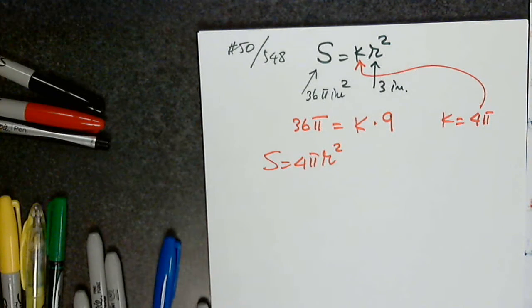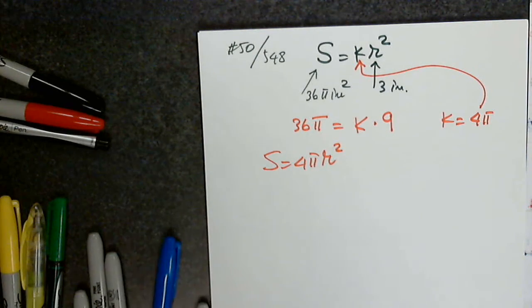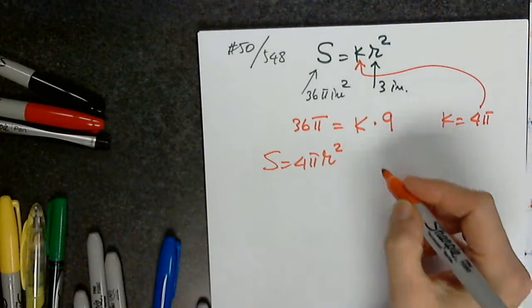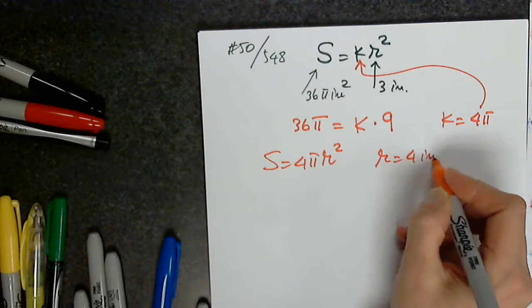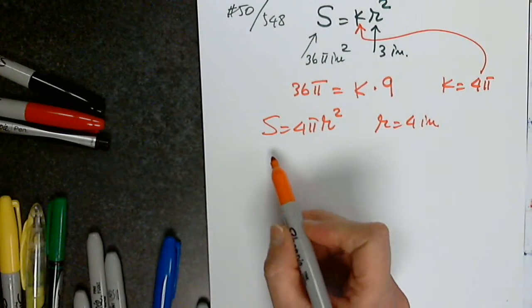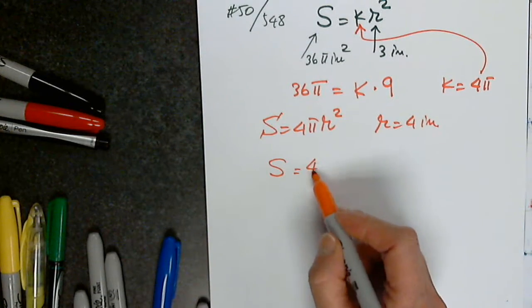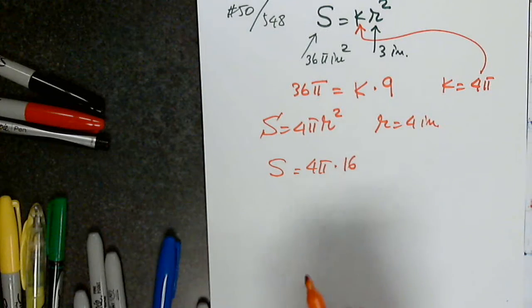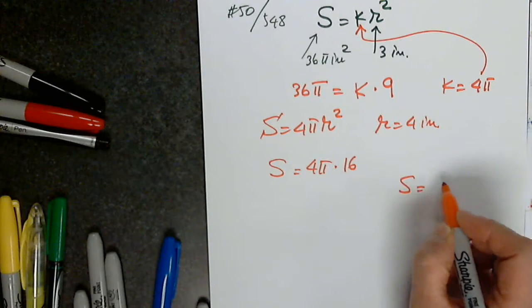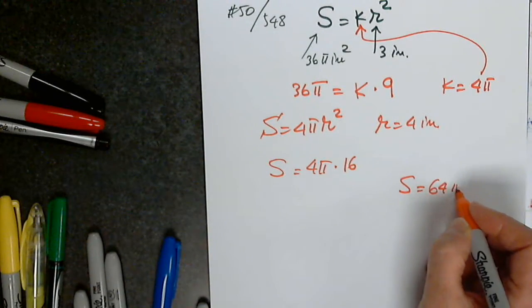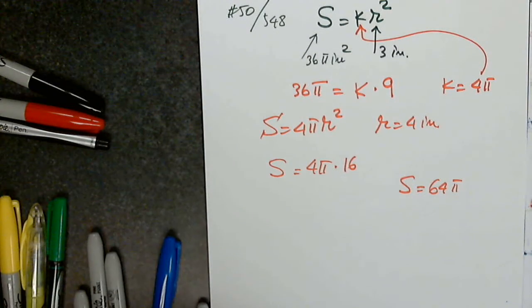What do I do now? I read on, right? Find the surface area when the radius is 4 inches. So S equals 4 pi multiplied by 16. Therefore, S equals 64 pi, and I need the measurement unit.